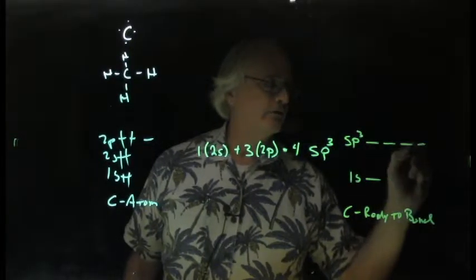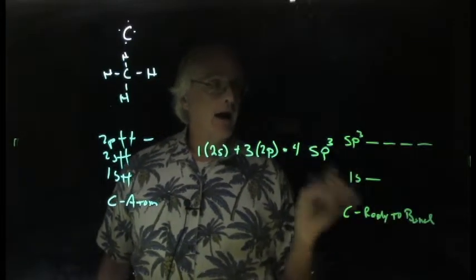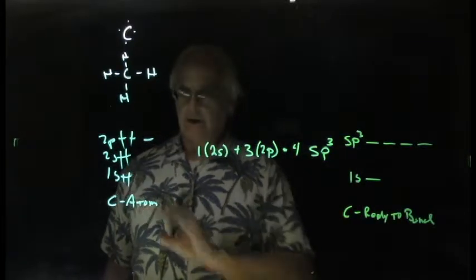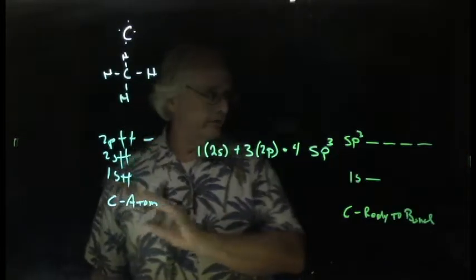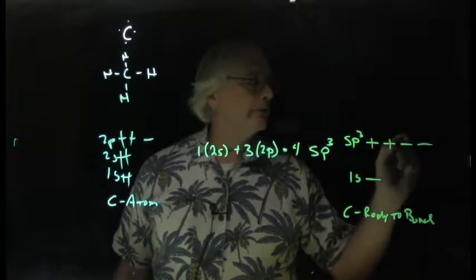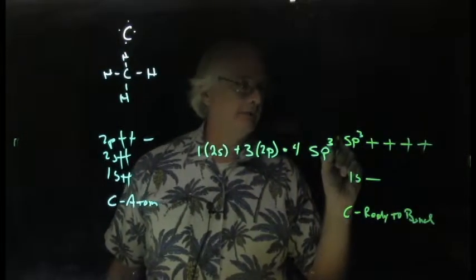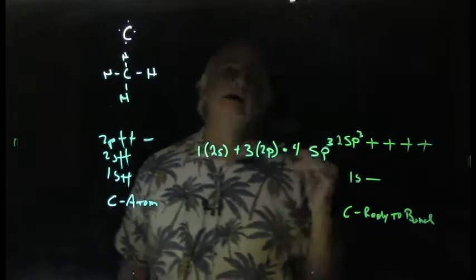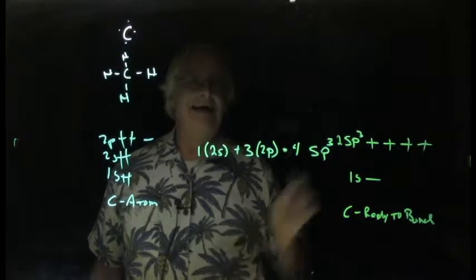1, 2, 3, 4 to form 4 sp3 hybrid orbitals. 1, 2, 3, 4 electrons in the second principal energy level. I'll even put the little 2 out front: 2 sp3, the sp3 hybrid orbitals of the second principal energy level.